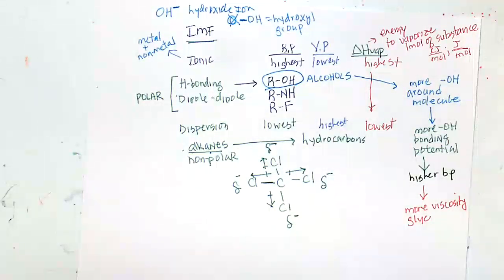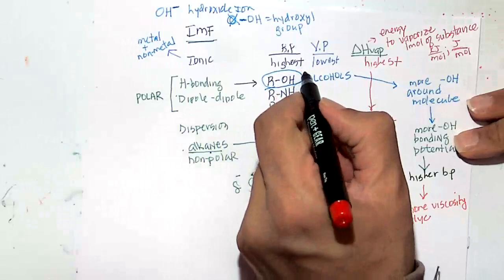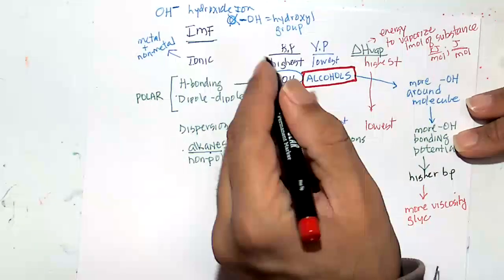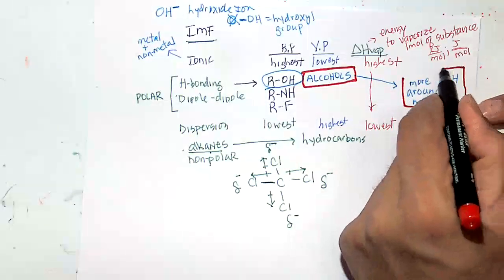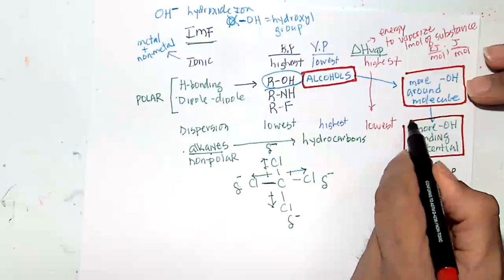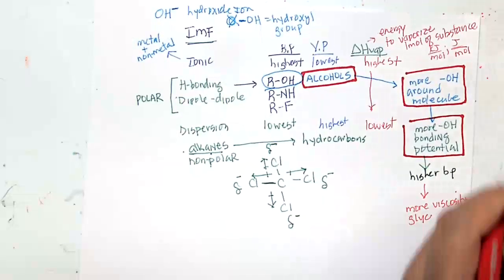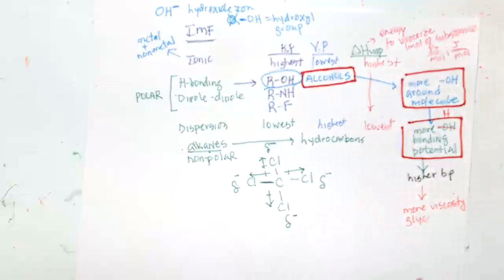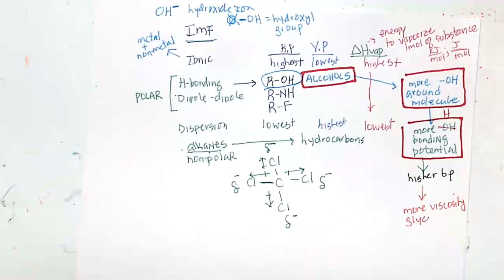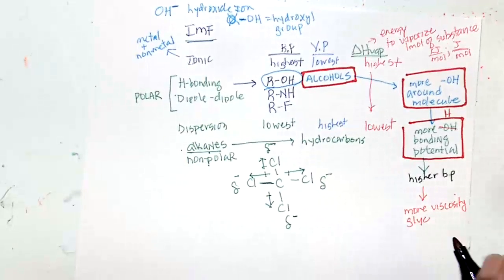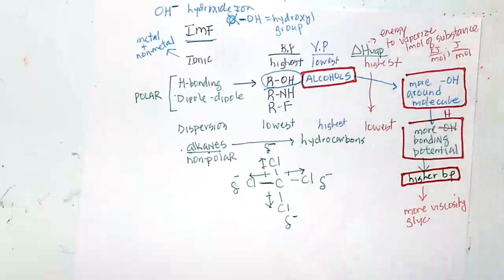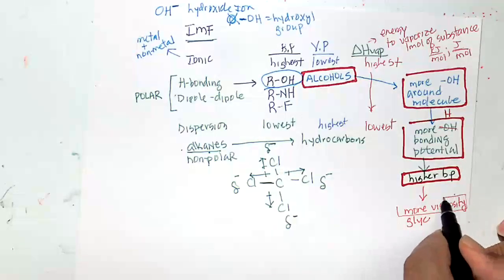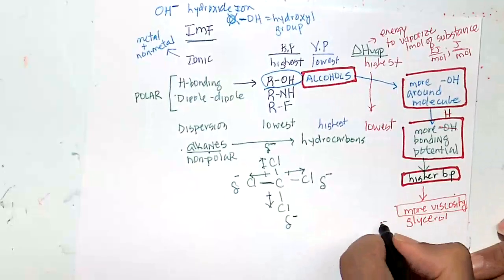Okay. So this is the path that I want you to know, the pipeline. Alcohols have OH, but if there's more OH around the molecule, there's more hydrogen bonding potential. More hydrogen bonding potential, higher boiling point. More viscosity. Example is glycerol.